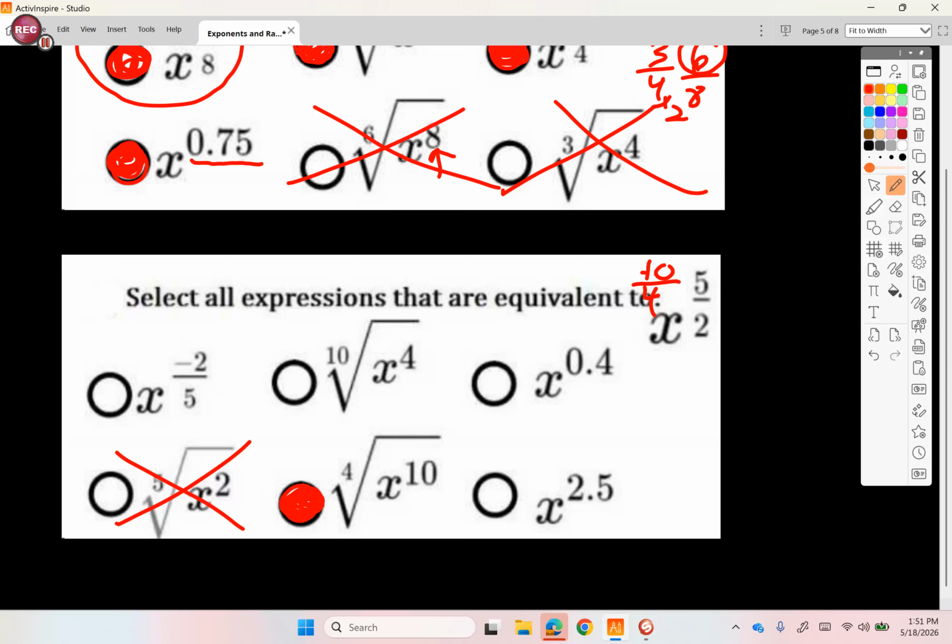All right, if this one's correct, the top one has to be wrong because it's backwards. And now just divide your fraction to get a decimal, and it gives you 2.5. So the only two correct answers are these two on this question.